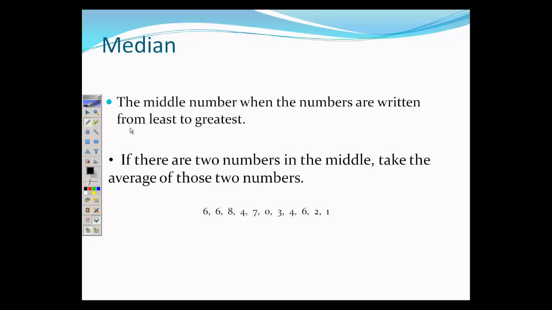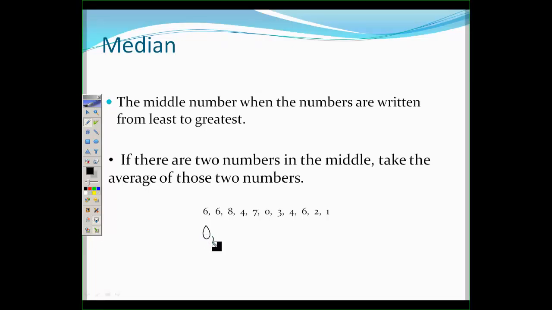So we're going to begin by putting all our numbers in order, starting with the smallest and ending with the largest. 0, 1, 2, 3, 4, 4 again, no 5s. I notice there's 3 6s, a 7, and an 8.